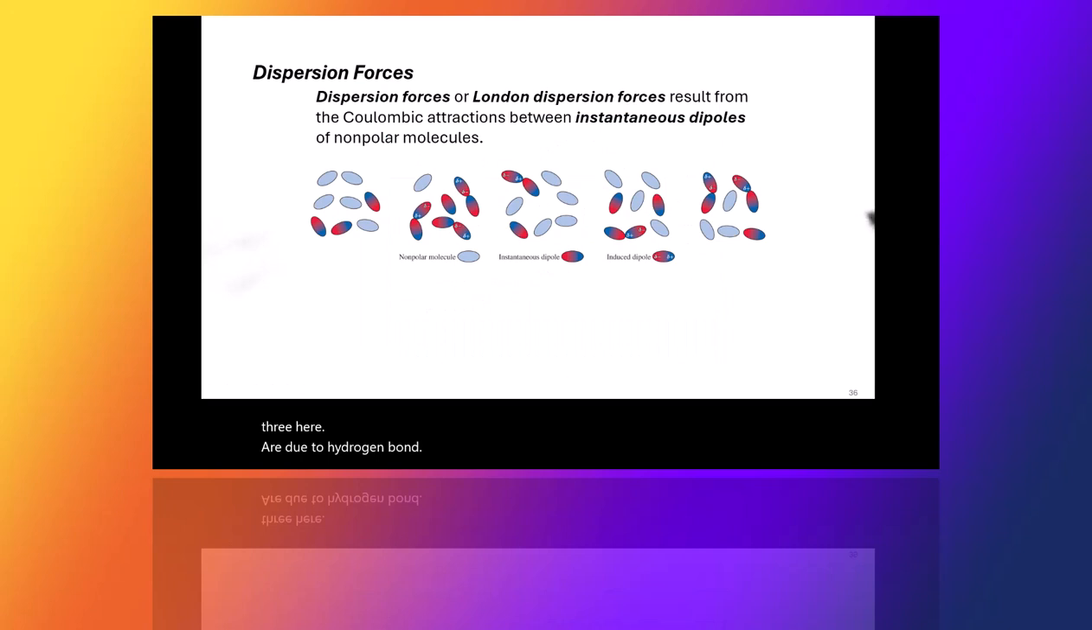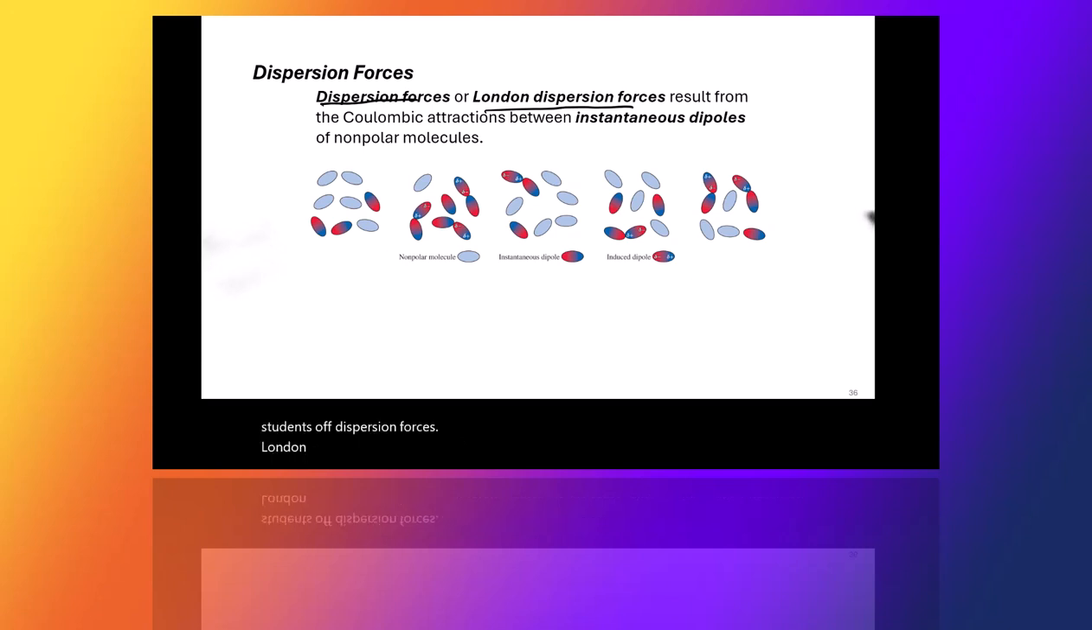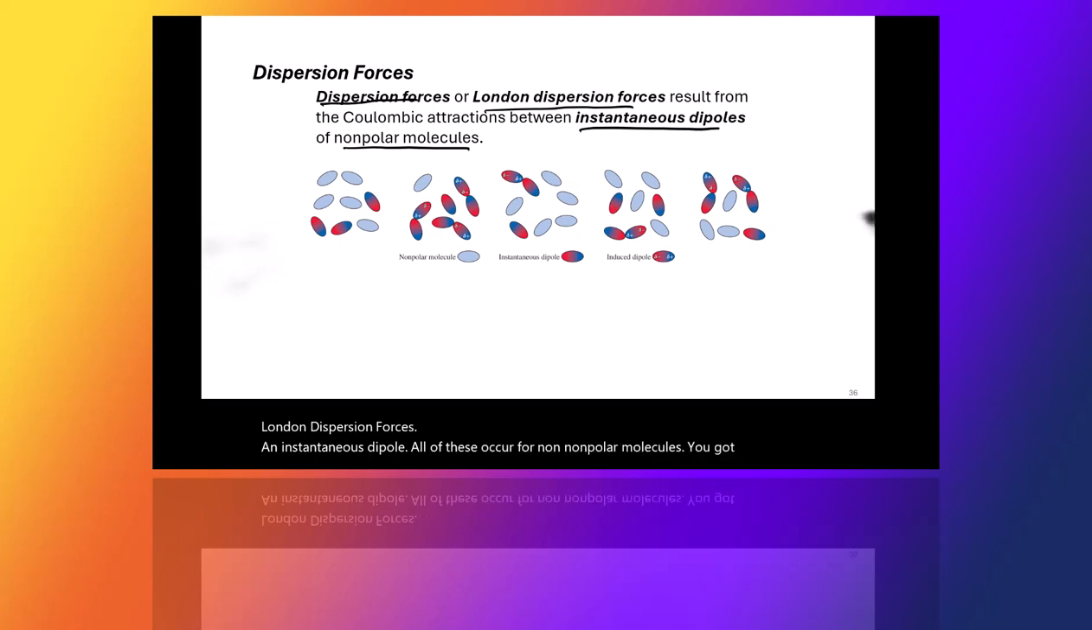All right, London dispersion forces, also called instantaneous dipoles. You need to know both terms and that they mean the same thing. So here are different names for the same thing. I think that's what throws students off. Dispersion forces, London dispersion forces, an instantaneous dipole. All of these occur for nonpolar molecules. And you go, what are they talking about here?